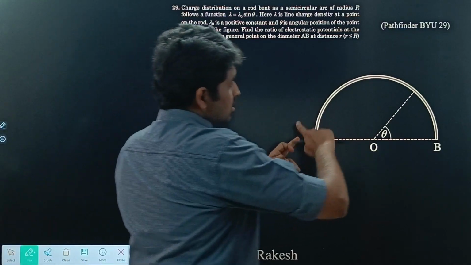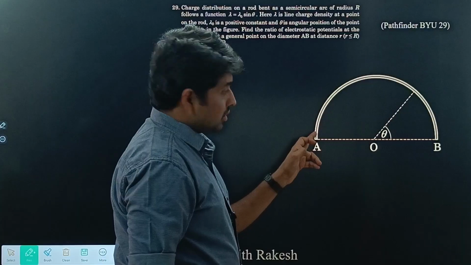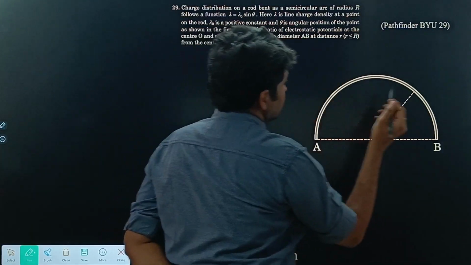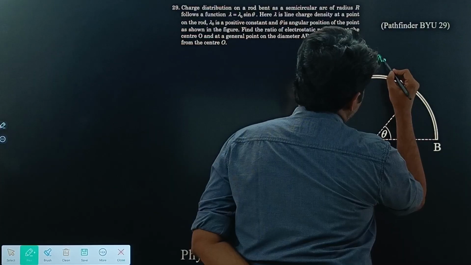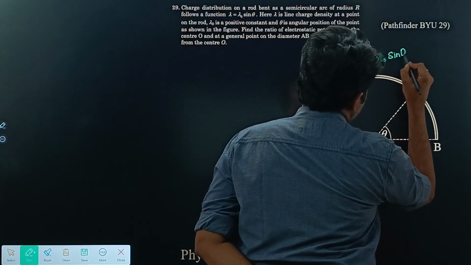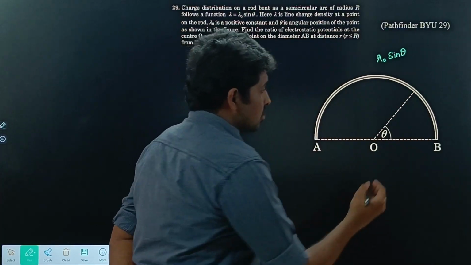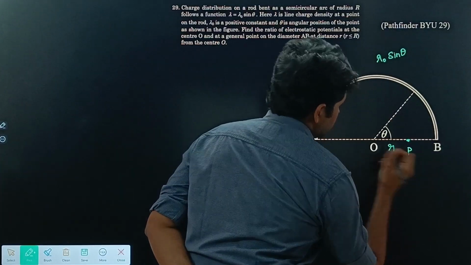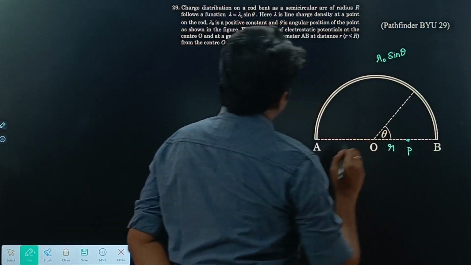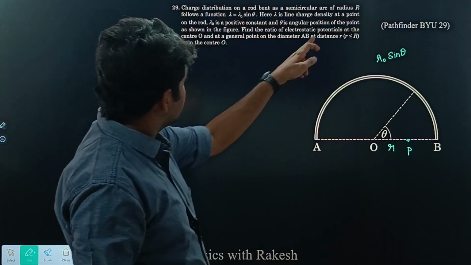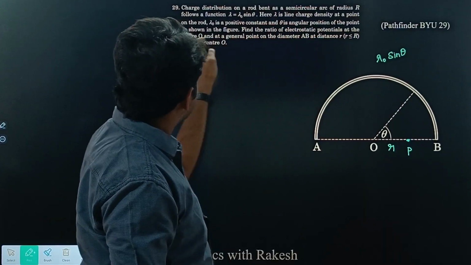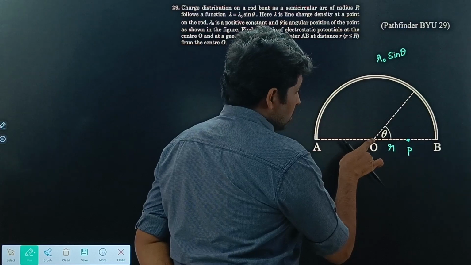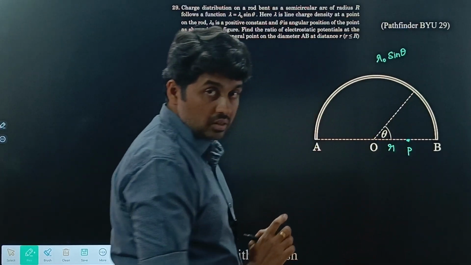What is asked is, there is a semicircular ring, and it has a linear charge density lambda naught sine theta. There is a point here, some random point P, and he's asking the ratio of the potential at the center O to the general point. So what is the ratio of potential here to the potential here? That is what he's asking.